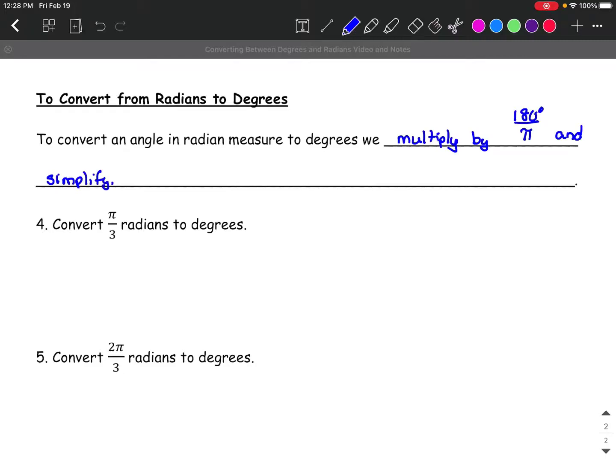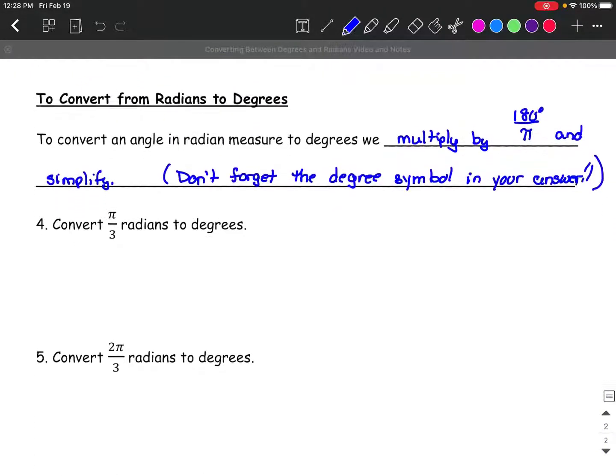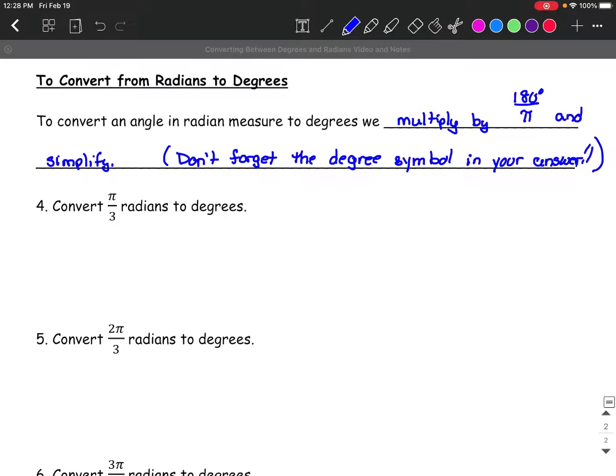And I'm going to remind you here, don't forget the degree symbol in your answer. If there's no units, notice all those answers, the 3 answers we had here had no units. That means it's in radian measure. If you don't write degrees, that means radians. So if you mean 30 degrees, you have to write 30 with the degree symbol. If you only write 30, it means 30 radians. Very, very, very different.